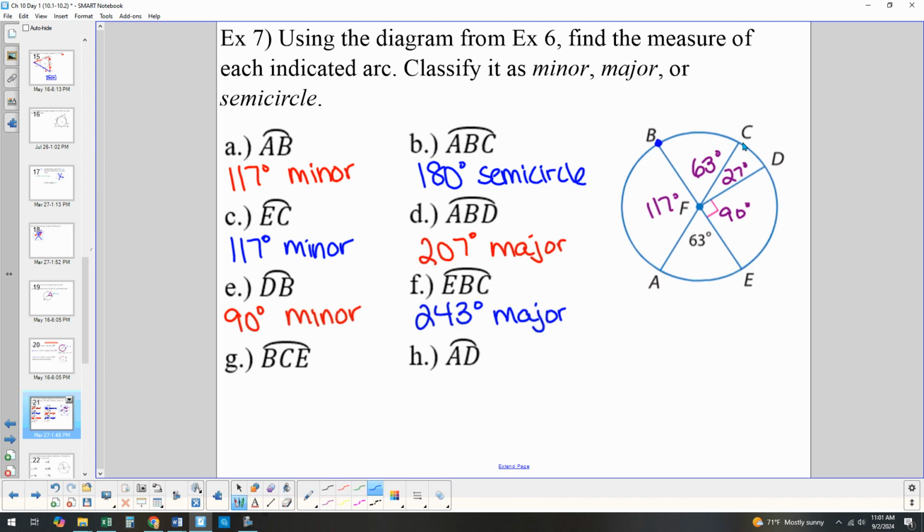BCE. So we're starting at B, passing through C, ending at E. Since BE was a diameter, that is a semicircle. That's 180 degrees. And our last one is going to be minor because it's only two letters, so we know our answer should be less than 180. We're going from A to D. So the shorter way of these two would be going this way, and 90 plus 63 is 153 degrees, minor arc.